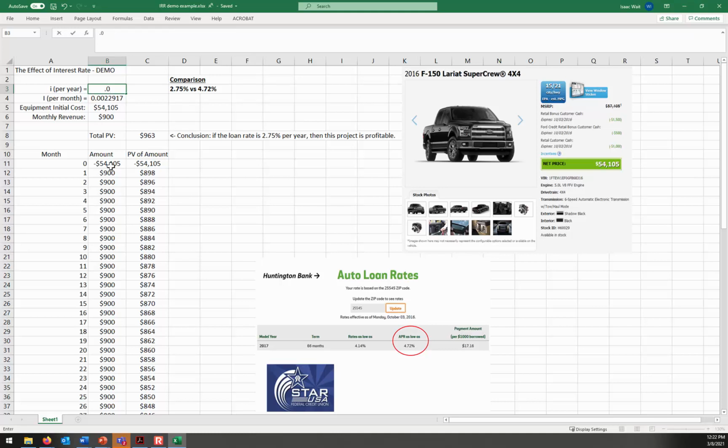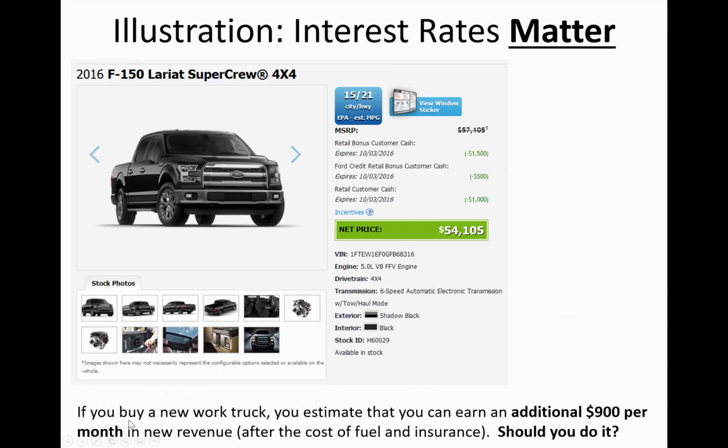So 0.0472 means that you're going to lose money. That if you bought this truck and you only got $900 per month in revenue, once you paid off the bank, you'd still be in the hole. You would have done all of this and lost money. And so the key takeaway is that interest rates matter. If you have to pay a high interest rate, it can make a project not worth doing. If you have a low interest rate, then that can make some projects that otherwise wouldn't be attractive suddenly possible.